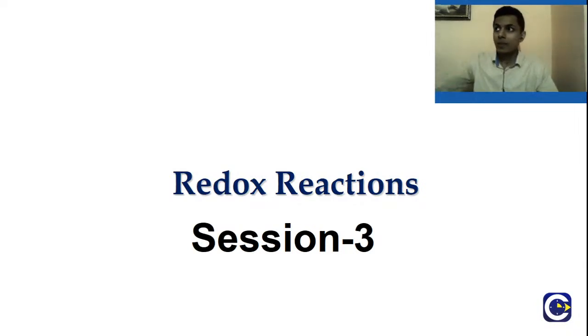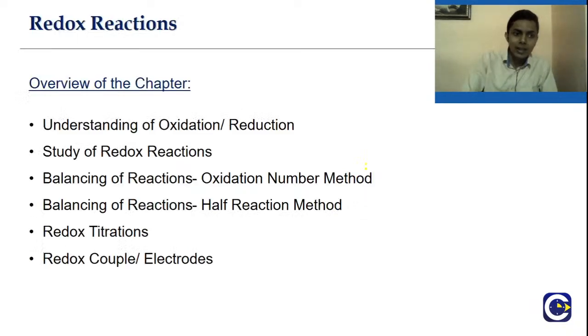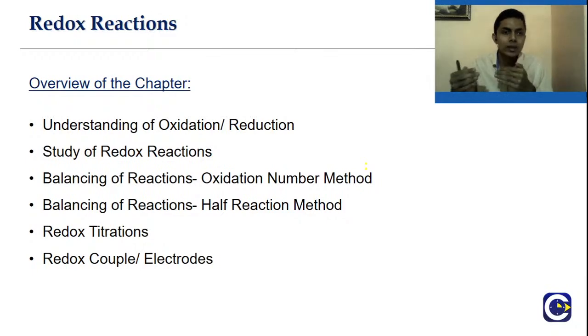Till now, we have studied what exactly is oxidation, what is reduction, and then we learned various types of redox reaction: combination, decomposition, displacement, intermolecular, intramolecular. Then balancing of reaction by oxidation number method, and balancing of reaction by half reaction method. These are the two methods which are very important. They are like the key thing in redox reaction.